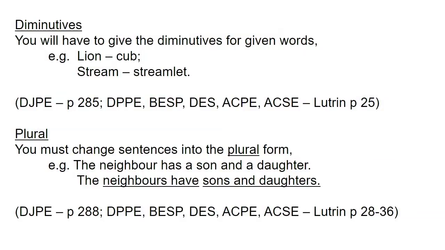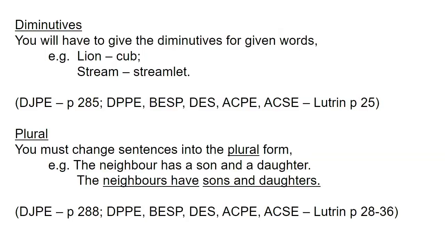Diminutives, I like that one as well. You will have to give the diminutives for given words. Now, diminutives means the baby, the little one. For example, a lion, his baby is a cub. A cat, his baby is a kitten. A small little stream is a streamlet. A tiny little book is a booklet. So it's the baby, it's the small one of the big one. Diminutives, DJPE for you it will be on page 200. No, it must be 400, sorry, my mistake. 485. DPPE, BESP, DES, ACP and ACSE in Lutheran page 25.